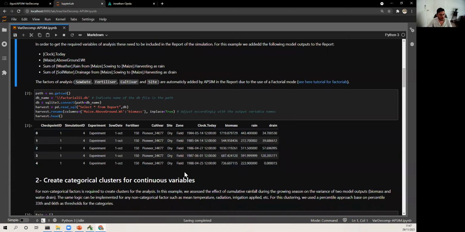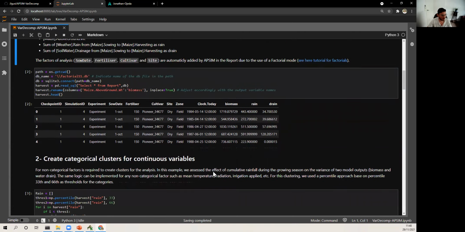Here you are seeing a single data frame, which has all the information from the model. You can see here all the factors: fertilizer, cultivar, site, and rain, or cumulative rain during the growing season, and which are the 2 assessed model outputs, biomass and rain. And the date is only used to carry the year, okay, which is then aggregated.